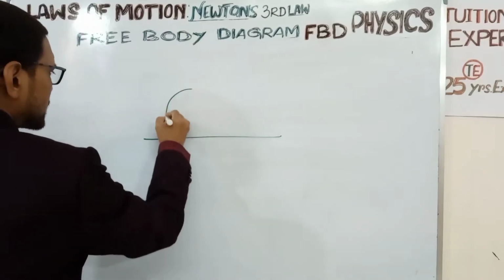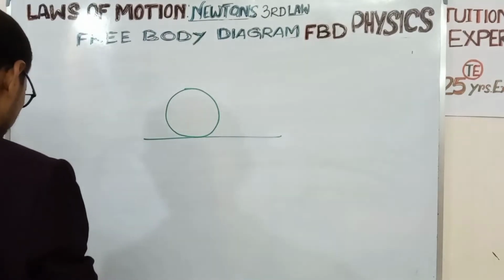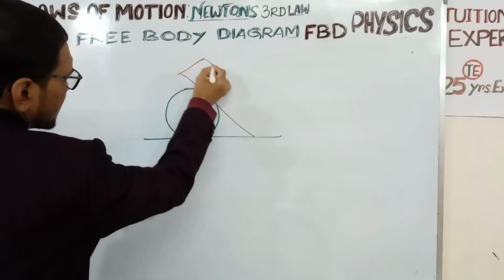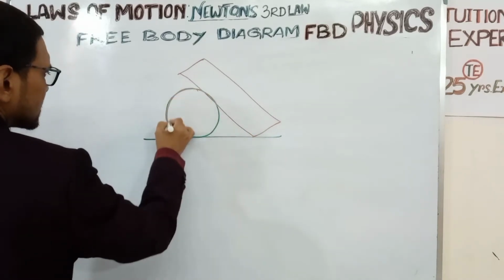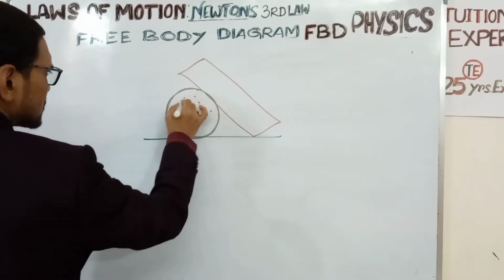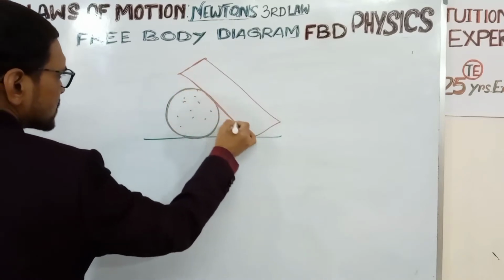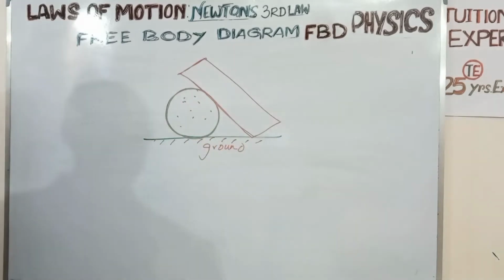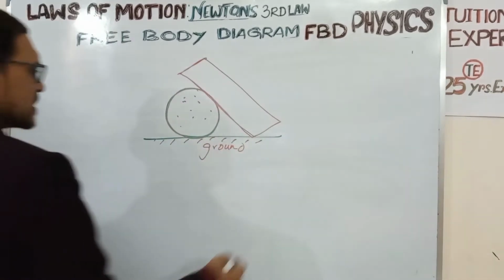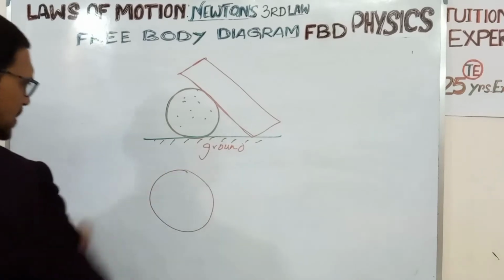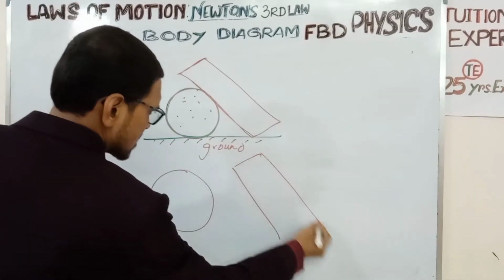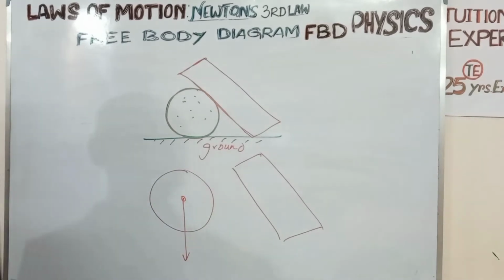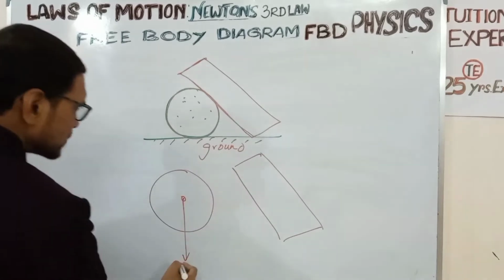A sphere is present here and a wooden plank is raised like this. This is a solid sphere, suppose, and this is a wooden plank raised upon the sphere. This is the ground. What is the free body diagram of this? Now the free body diagram of the sphere and plank will be this. The weight of the body acts vertically downward.